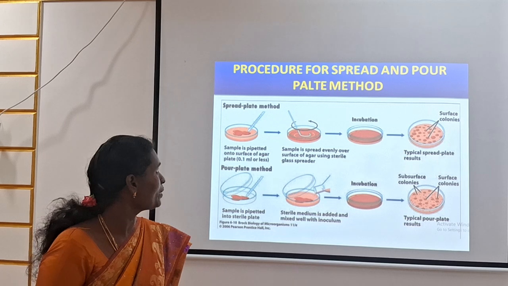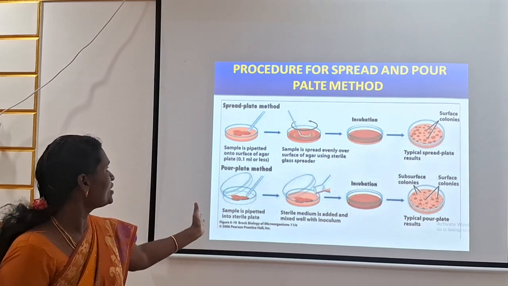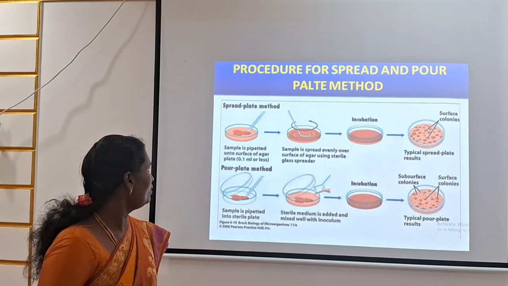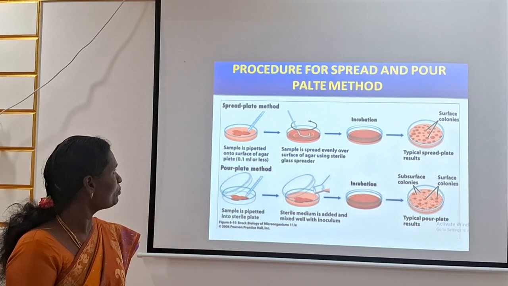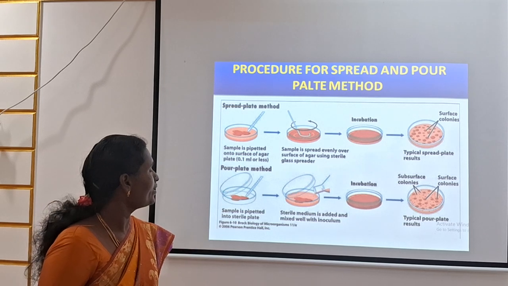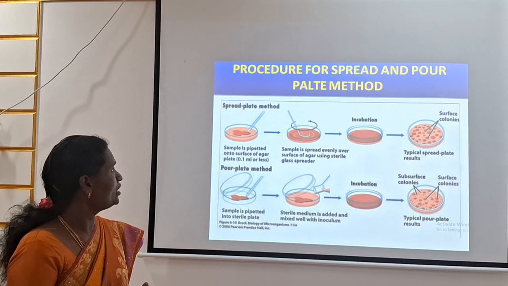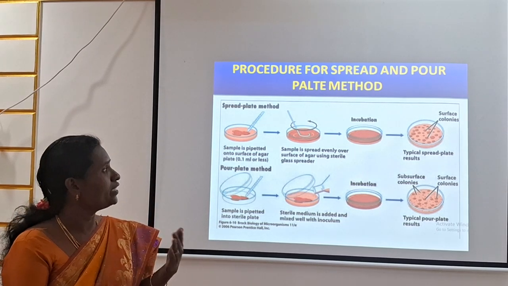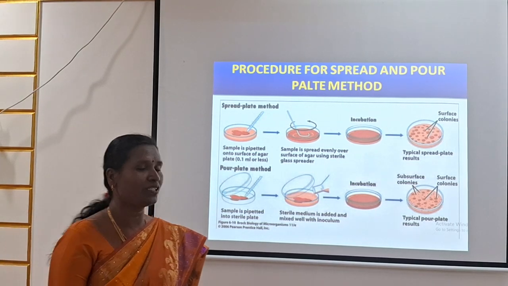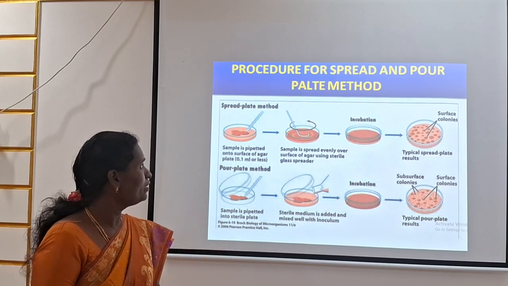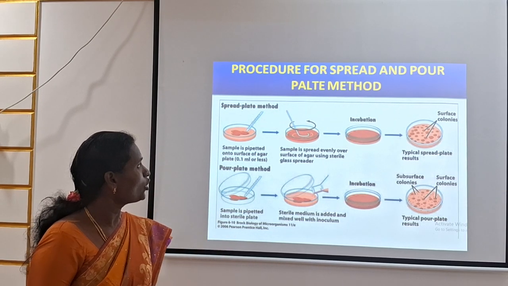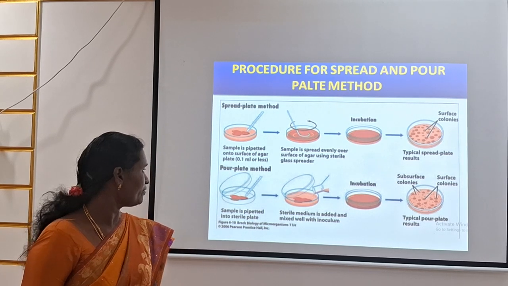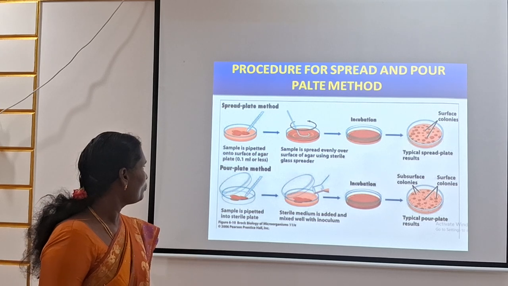Next, the procedure for the spread plate technique. This is a simple technique. First we inoculate the sample on the surface of the agar plate, then spread it over the surface with a spreader. After complete spreading, we incubate at 37 degrees centigrade for the proper incubation period. Then the colonies are identified on the surface of the agar.